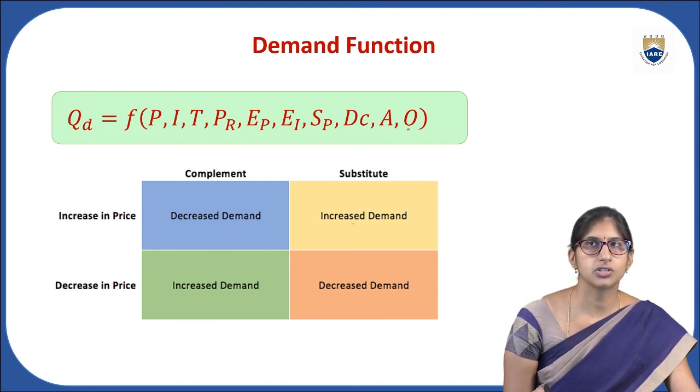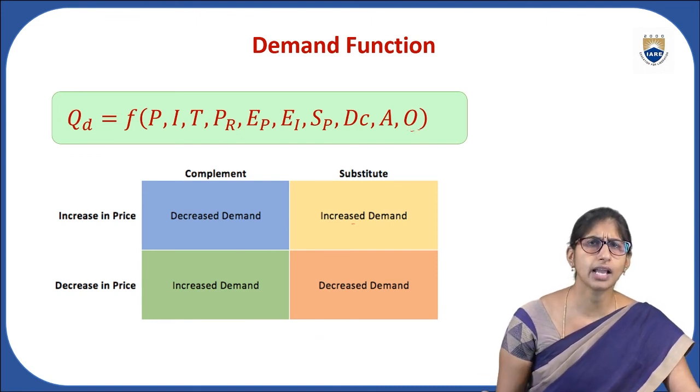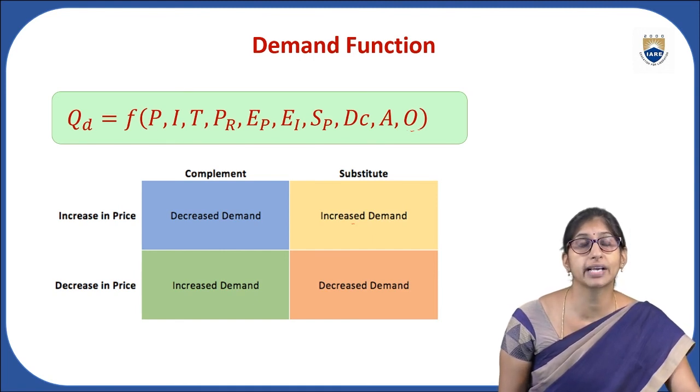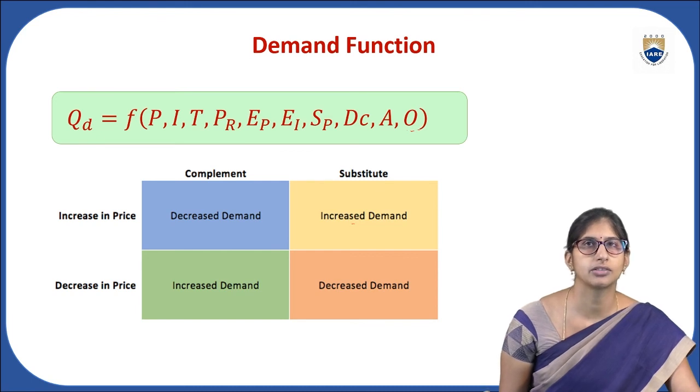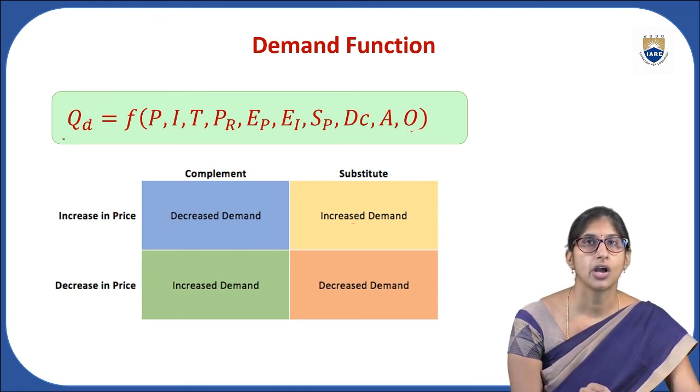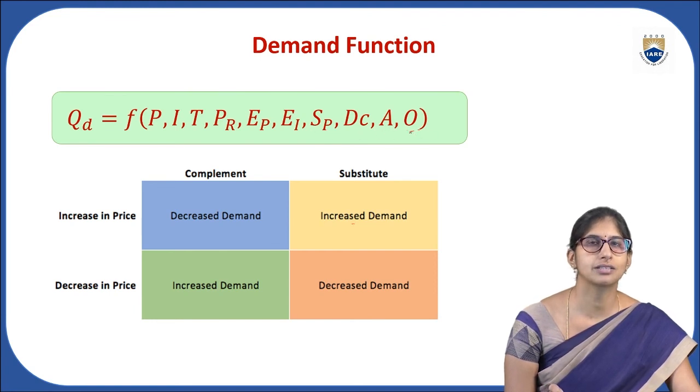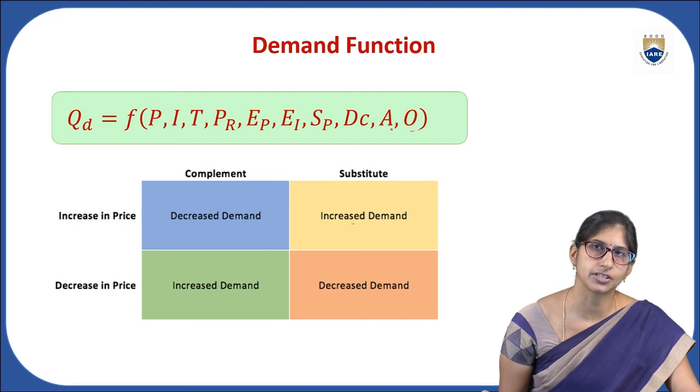Coming to the last one, that is O. O means any other factor which is going to create demand is also considered. So our demand function is QD is equal to f of P, I, T, PR, EP, EI, SP, DC, A and O. So this is the demand function.